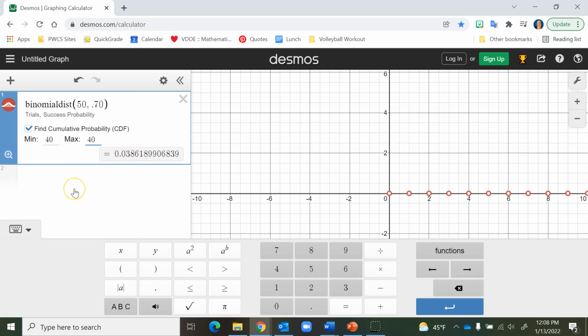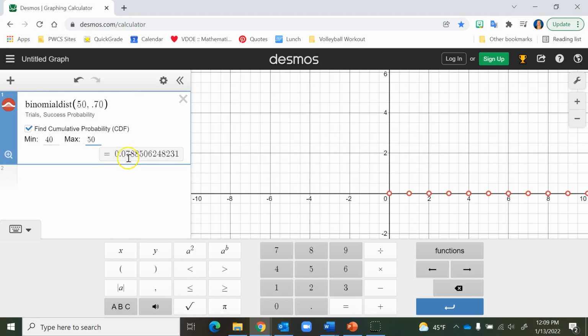Let's say we wanted a probability of at least 40. So we would want between 40 and 50. The probability that between 40 and 50, or at least 40 students do it, is 0.0789.